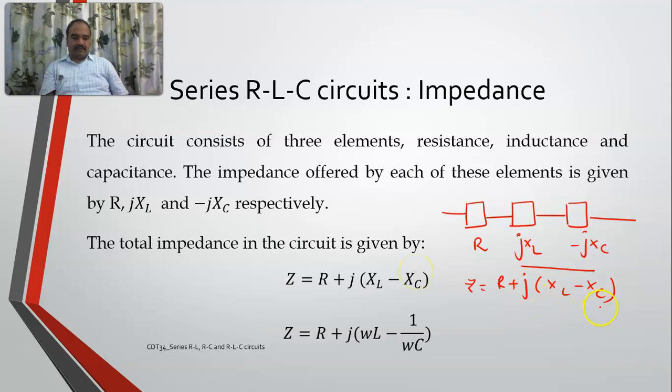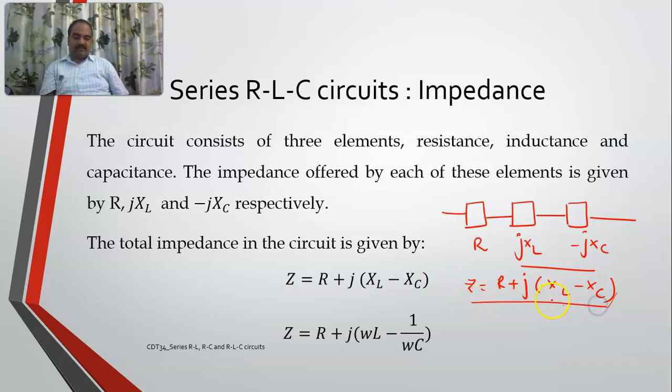Now, if XC is low, then XL is high, which means your circuit behaves as an inductive circuit. If XC is high, then automatically it behaves with capacitive characteristics. Now when both are equal, they cancel out each other and you can get a resistive characteristic from your circuit. So this is the advantage of having an RLC combination.